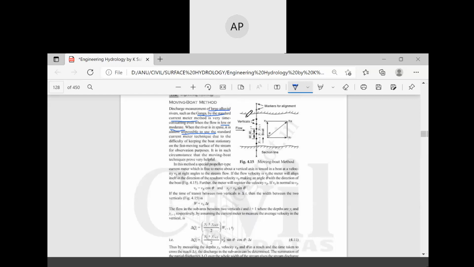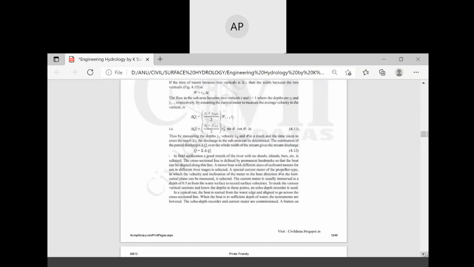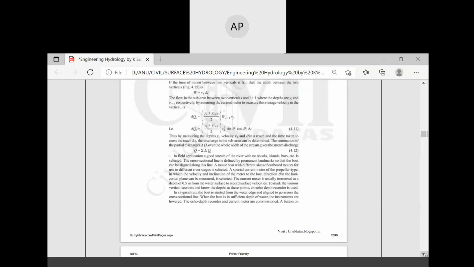So here, what will happen? In the flowing stream, we have to take the measurement. We have to take a marking. In this method, a special propeller type current meter is used. Okay. So what is current meter? Current meter is used to find out the velocity of a flowing stream. Suppose in a river, the velocity of the river can be measured with the help of current meter.